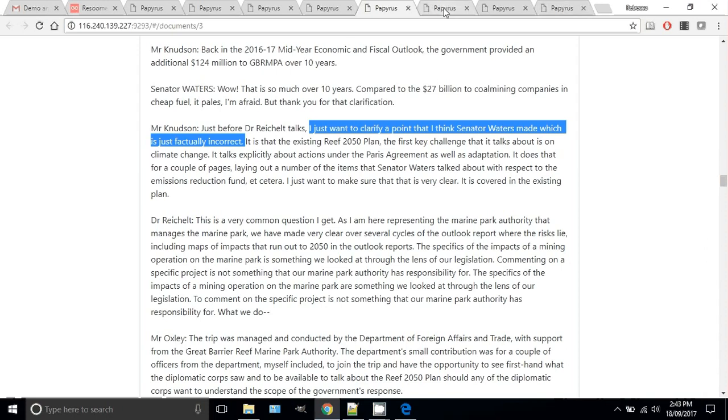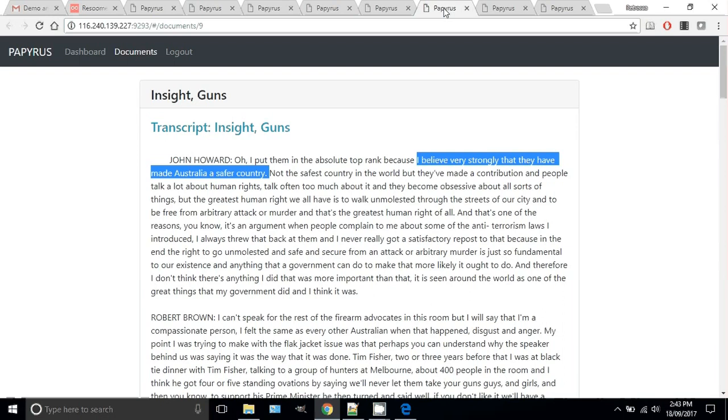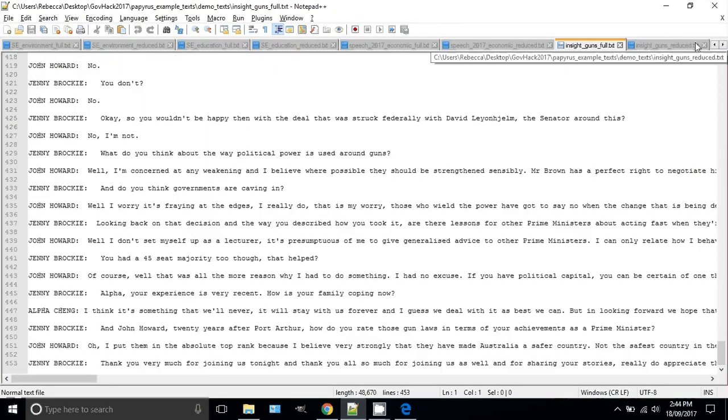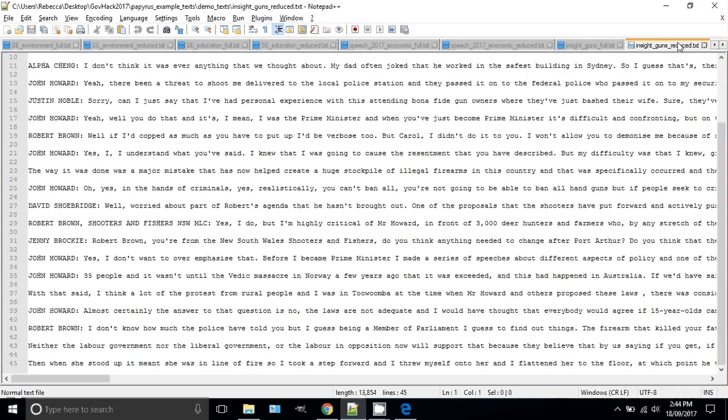So here's an example of past Prime Minister John Howard and others discussing the issue of guns in Australia on the SBS TV show Insight, which often discusses national issues. As you can see, Papyrus has classified the document correctly, in that it's not so much focusing on the figures, but more so on the topics and opinions on those topics. So, for example, John Howard discusses how he strongly feels his decision to introduce gun laws in Australia was the right one to keep people safe, whereas a member from New South Wales Shooters and Fishers gives another perspective on this. And this reduces the text from 453 lines down to 45 lines.